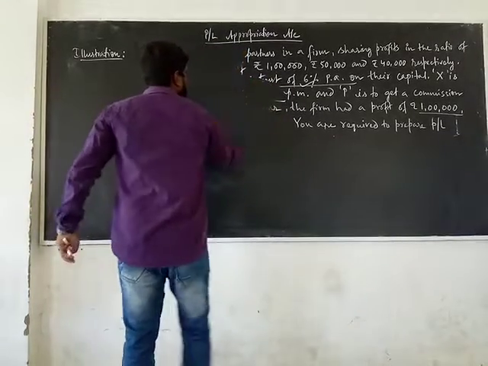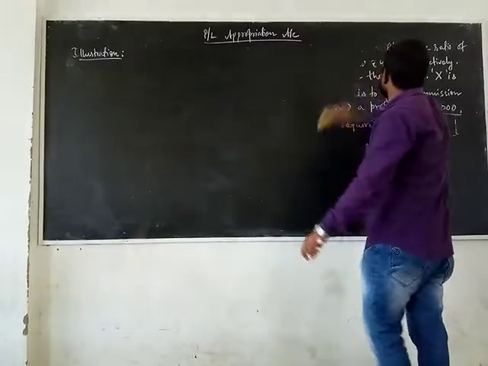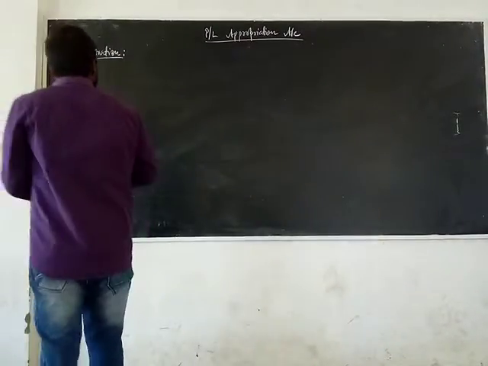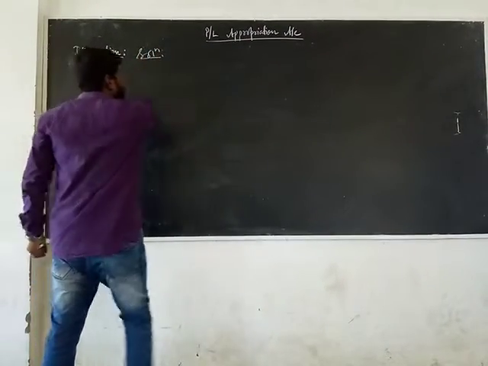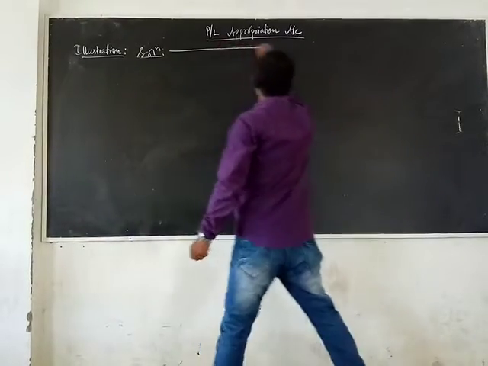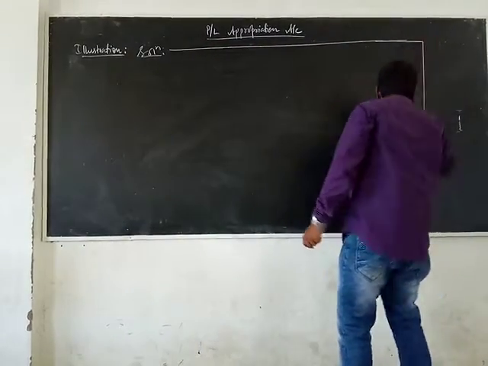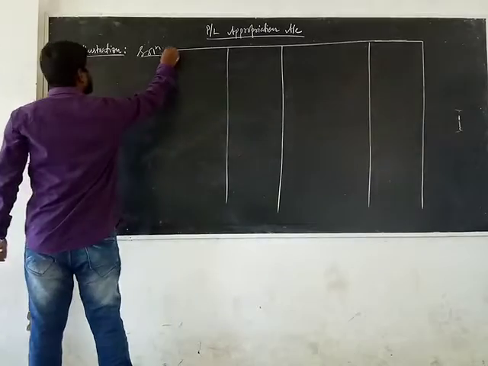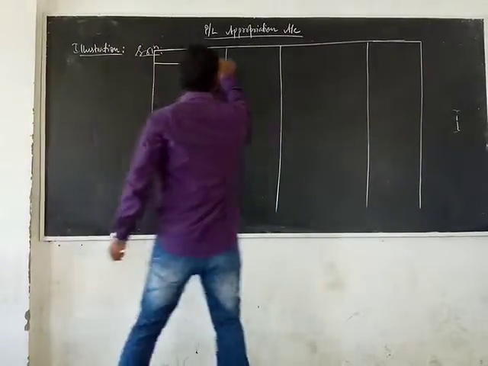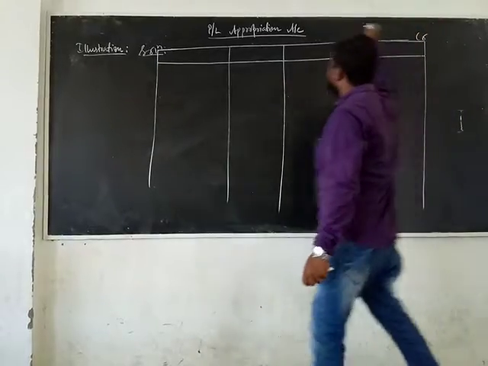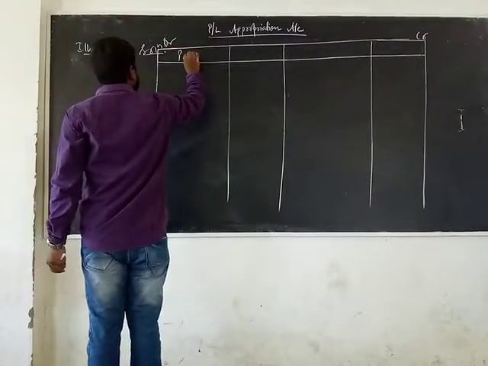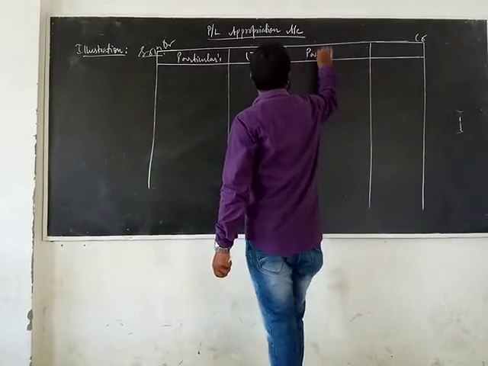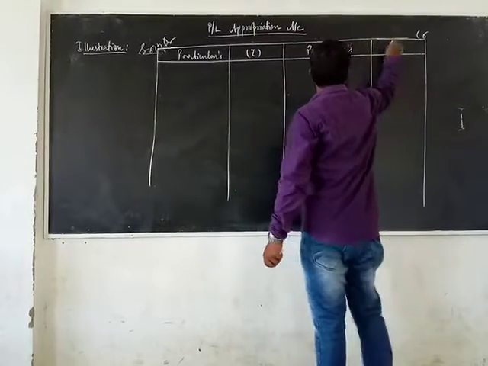Now we will prepare one account related to the PL appropriation of three partners. Is that clear? So this is the normal format which you all know. This is your particulars column, this is your amount column, again particulars, and this is your amount column. Clear?